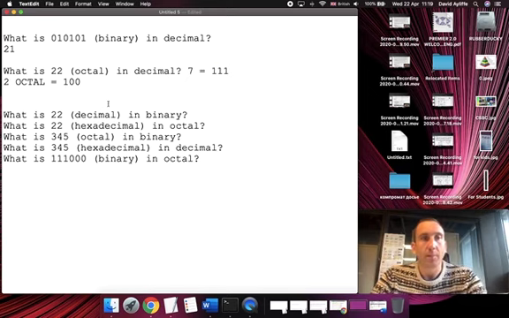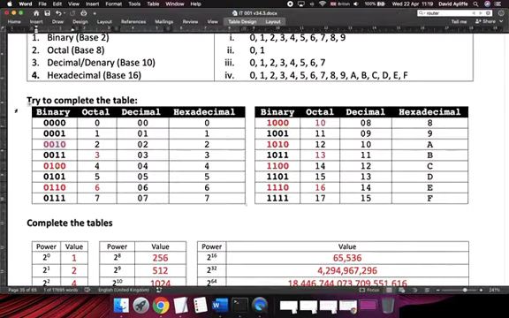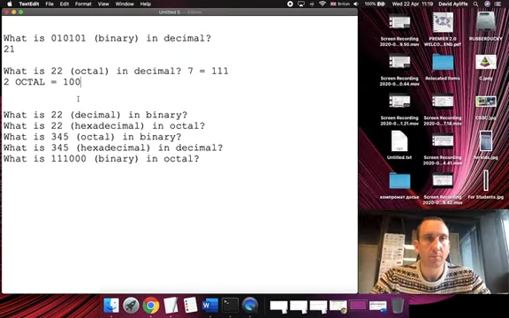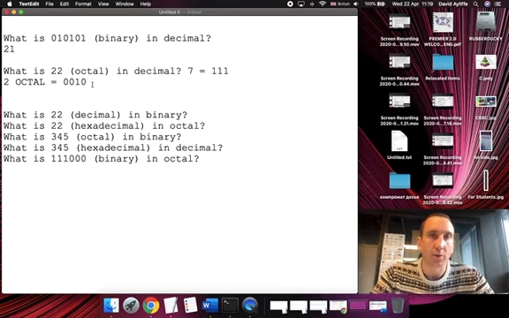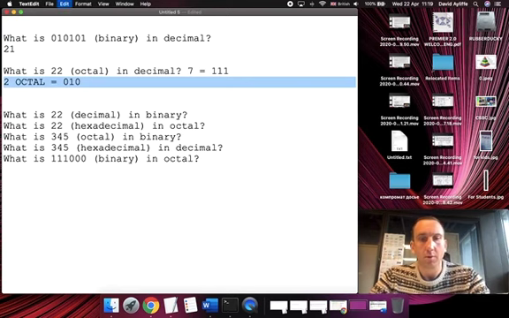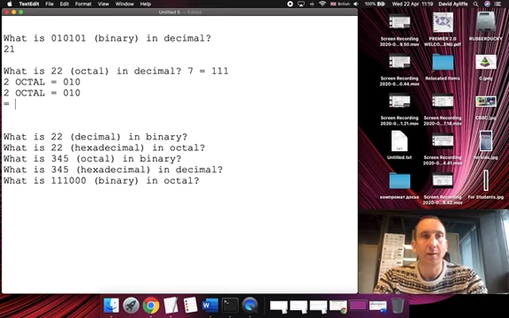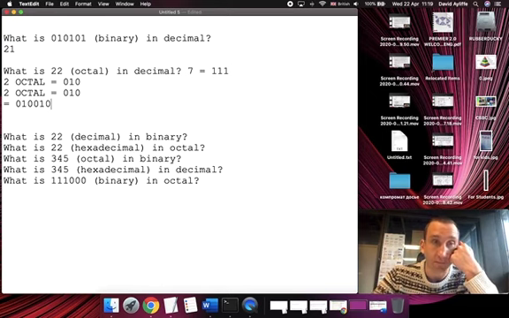So 2 in octal. Hang on, let me double check this. 0, 0, 1, 0. Yeah, so this is 2 in octal. Now we don't need the fourth, the most significant bit. So copy this, because 22, so 2 and 2. If we put this together, 0, 1, 0, 0, 1, 0, then we've got the binary.